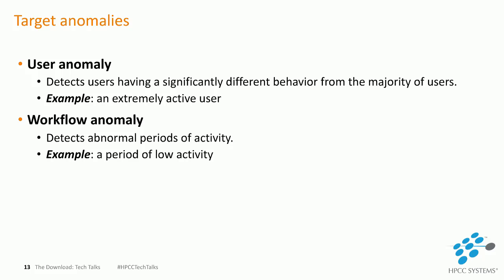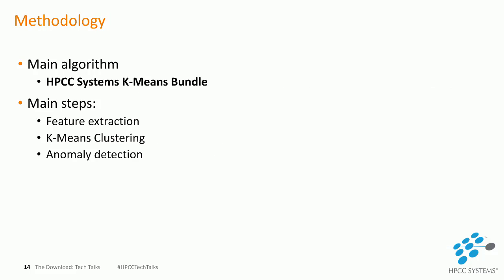So what was our methodology to find those anomalies? At the heart of our methodology was the K-means algorithm, and for this, we used the HPCC system's K-means bundle. And we had three main steps in our approach.